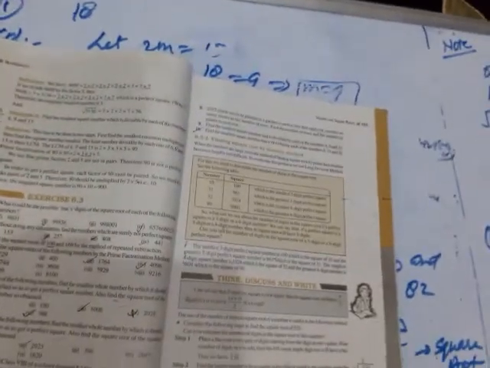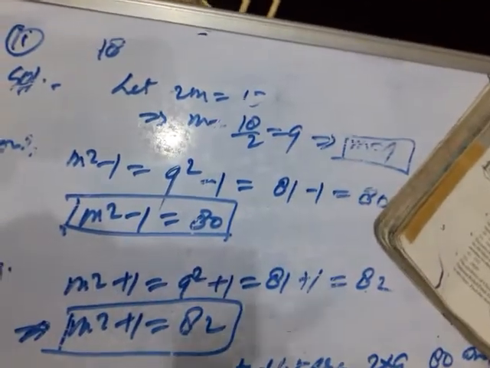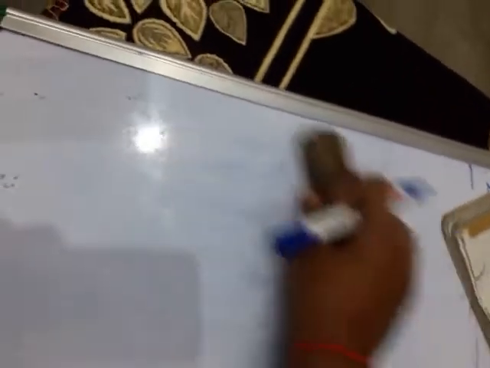Now children, let us move to the next question, that is, without doing any calculation, find the numbers which are surely not a perfect square. Children, you know that numbers ending with 2, 3, 7 or 8 can never be a perfect square. Clear children? And others may or may not be. Let us see.